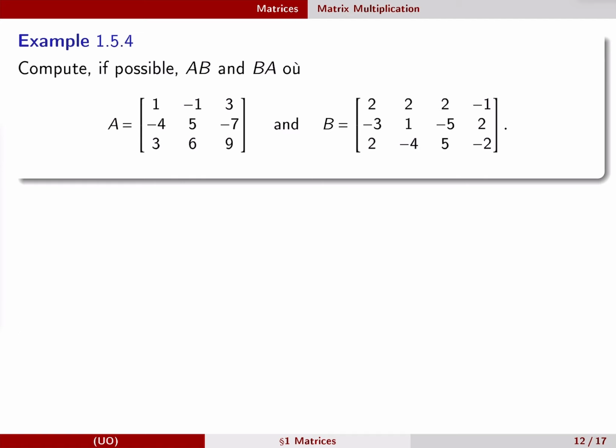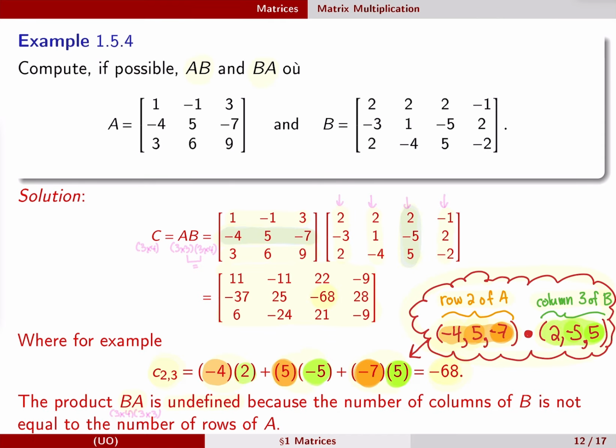The next example is going to be done very quickly, but I still want to put an emphasis on that definition, like taking the row I and the column J, because sometimes in evaluation, we might be asking you to compute the product, but we're only going to be asking you to compute one entry. Like for example, here, let's compute A times B and B times A if possible. Let's get the one that is obviously not defined first.